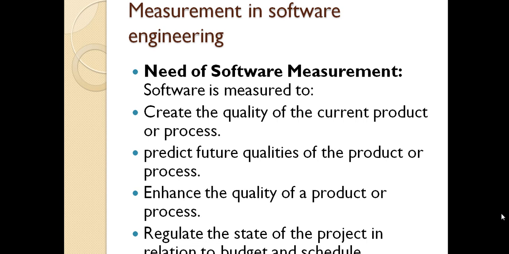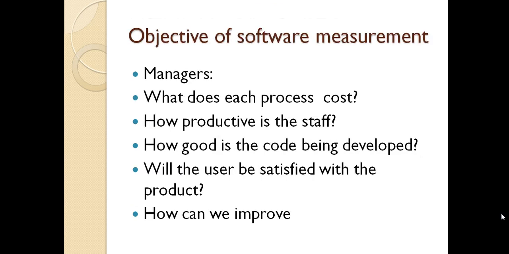So according to that, tracking the progress of the project, the manager and developer both decide whether the budget exists or not. According to that, they will regulate the relationship between the schedule and the budget. So this is the basic need of the measurement unit in a software life cycle.